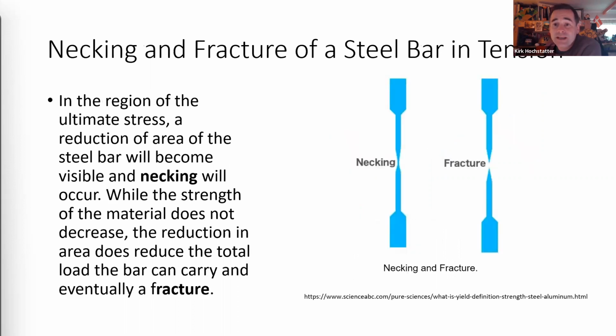In this slide, we can see how necking of the mild steel bar occurs in tension and how the reduction in area decreases. Once the area has been reduced so that the load cannot be carried by the bar, a fracture will occur and we find our failure point.